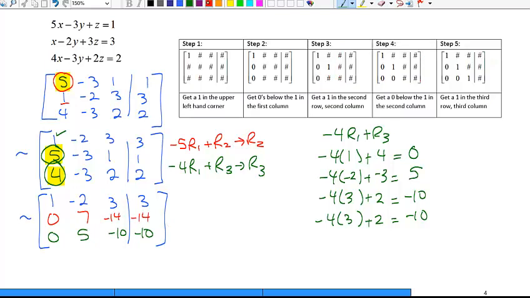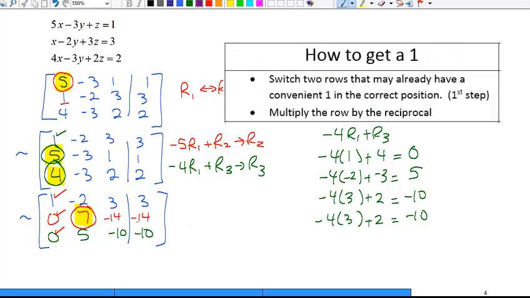All right, let's do a little progress report. I got a 1, check. I got 0 below it, check, check. Next, I want a 1 where the 7 is. So when I go back to the rules to try to find out how to get a 1, because I can't interchange it with another row, there's nothing convenient there, what I can do is I can take the reciprocal of 7, which is 1/7, times it by row 2, and put it back into row 2.